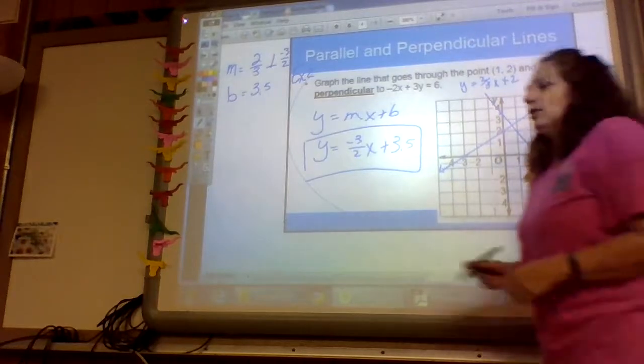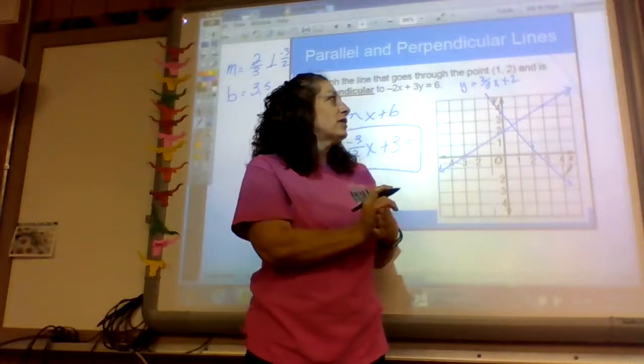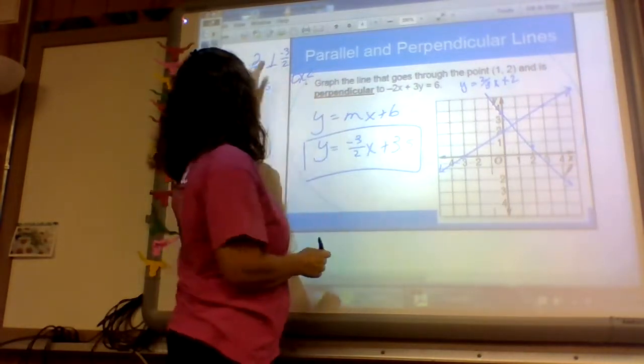Okay. All right, feeling okay about making equations of lines? That's really all we discussed, Tyson, so far, other than parallel lines have the same slope and perpendicular lines have the opposite reciprocal slope.